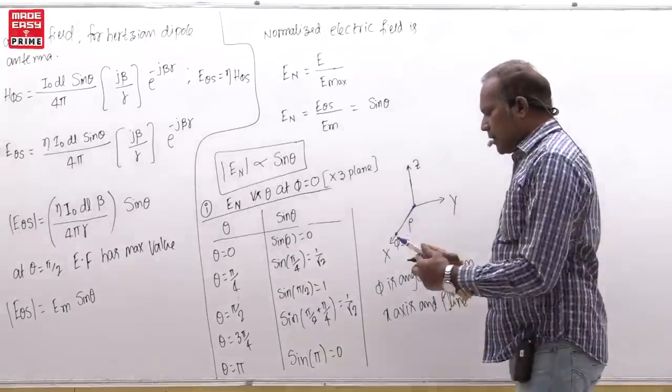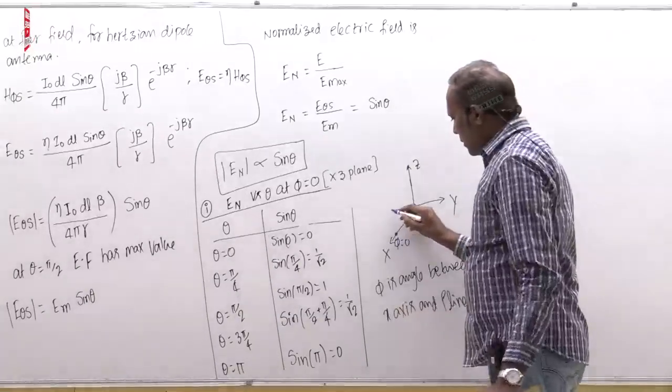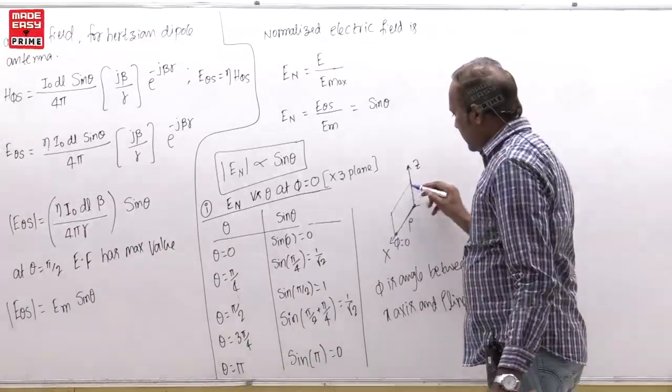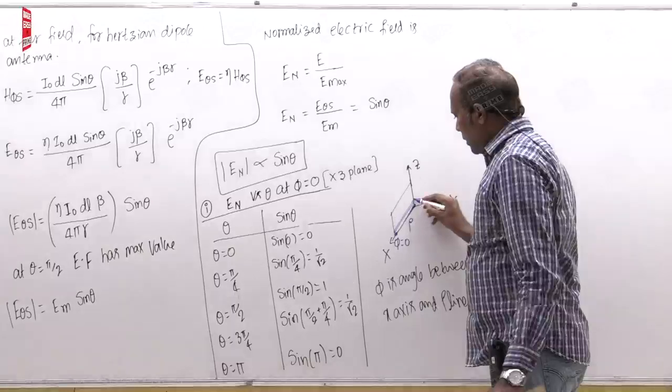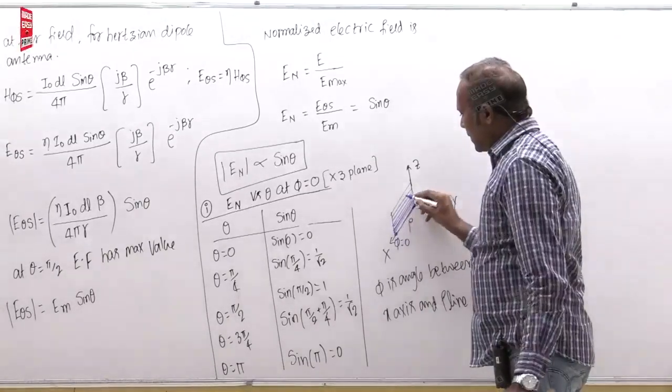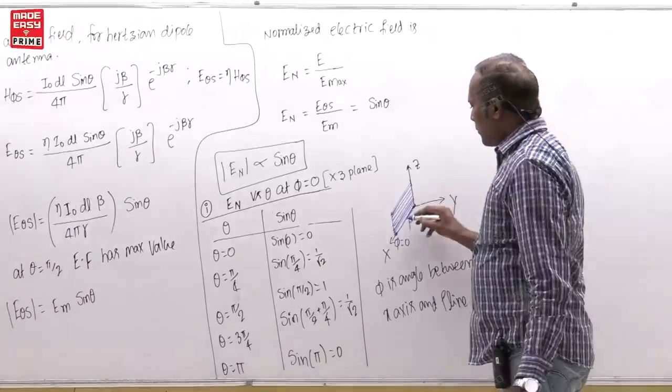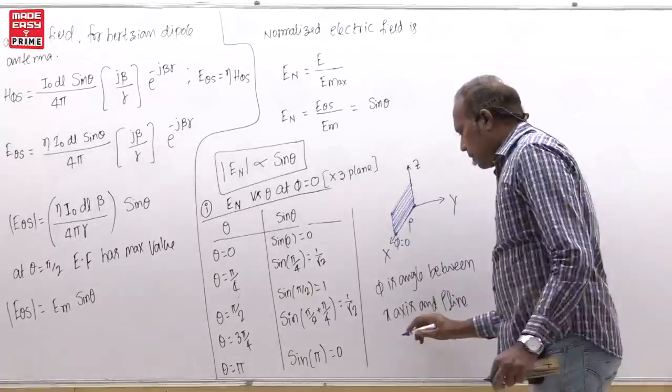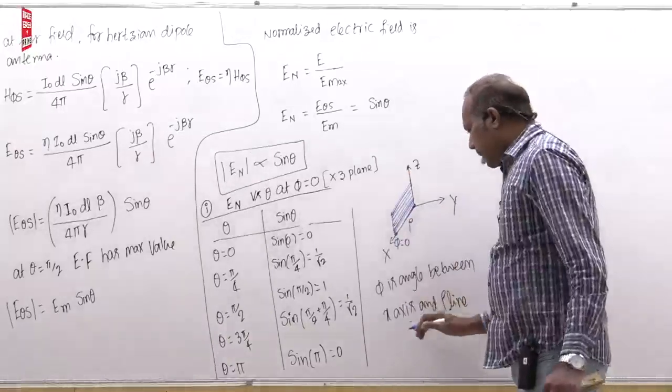Phi is equal to 0. You can see here I am drawing lines like this, all of them are on the xz plane only. You can see all are on the xz plane only. So for that phi is 0. So phi 0 means xz plane.